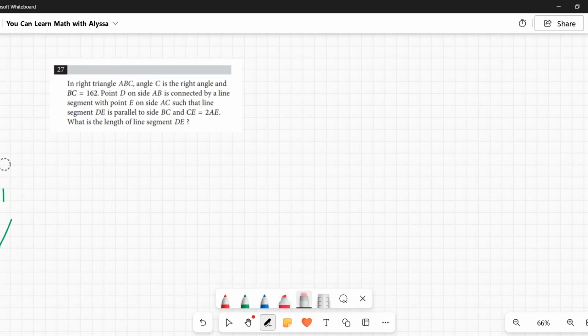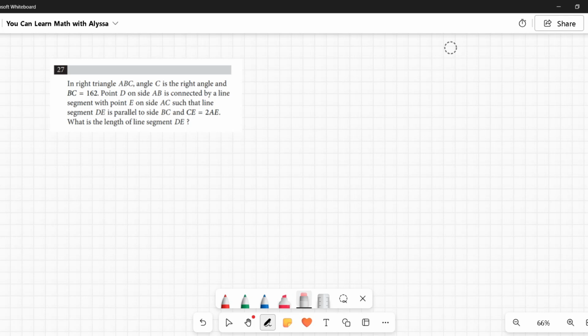Okay, erase all these over here. Number 27, last problem. In right triangle ABC, angle C is the right angle and BC equals 162. Point D on side AB is connected by a line segment with point E on side AC such that line segment DE is parallel to side BC and DE equals 2 times AE. What is the length of line segment DE?